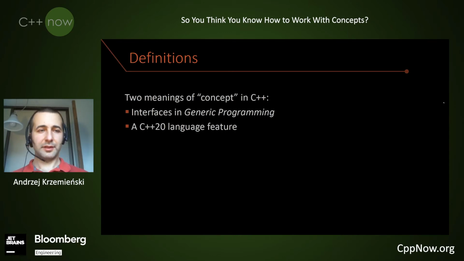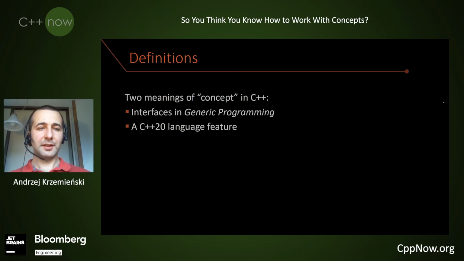The other definition or use of the word concept is a language feature that was added in C++20, whose goal is to help with generic programming concepts, to reflect them as much as is possible. But it is possible only to a certain extent. And there are limitations that we are about to explore.